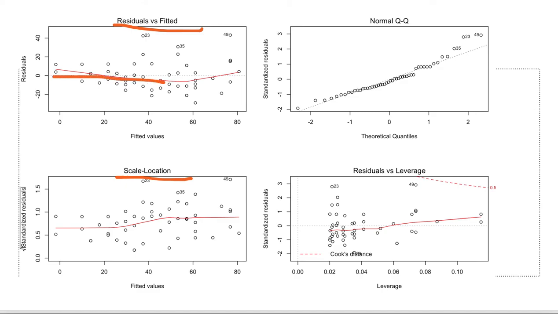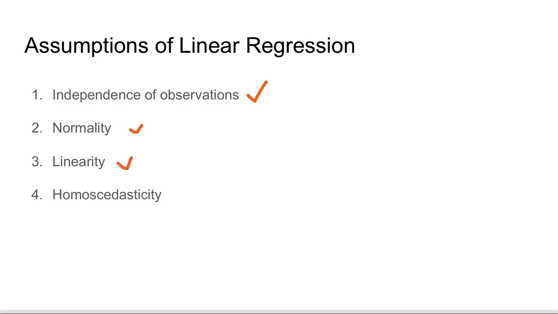So we can see that the red line is almost horizontal and just through the 0 line. And then the third one. This plot shows if residuals are spread equally along the ranges of the predictor. It is good if you see a horizontal line with equally spread points. So in our example, it almost looks like that. Then that is the way to check the 4th assumption, that is homoscedasticity.